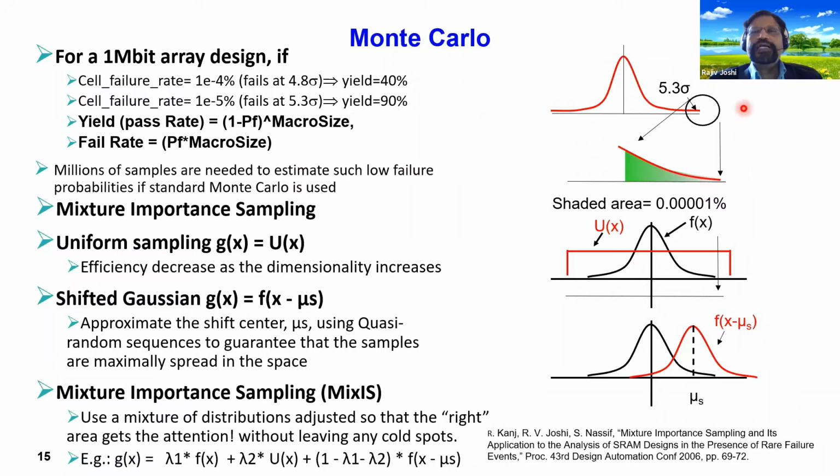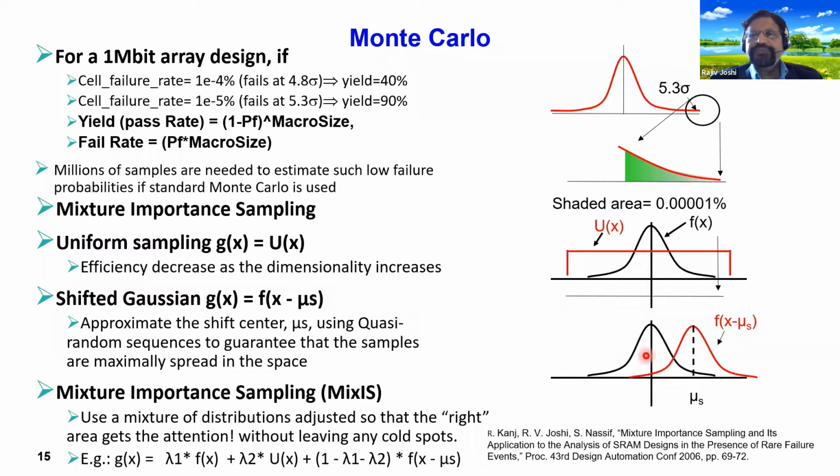So what we do, as I said, Monte Carlo spends a lot of time in the passing region, but it doesn't go into this rare failure event, which is the tail region, right? So what we came out with first is a combination of uniform sampling. First we use uniform sampling for all the variables to understand the failure, that is, find the center of gravity of failure using uniform sampling, then move your distribution.